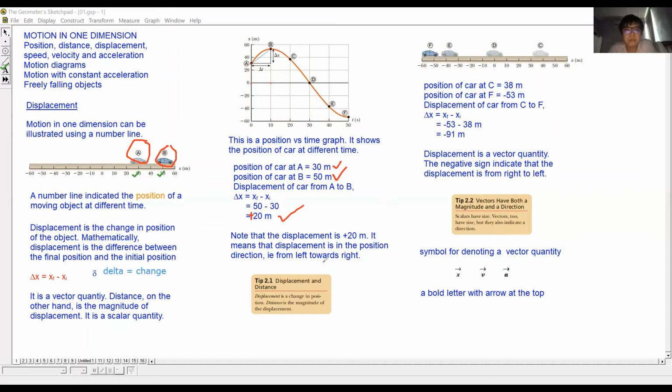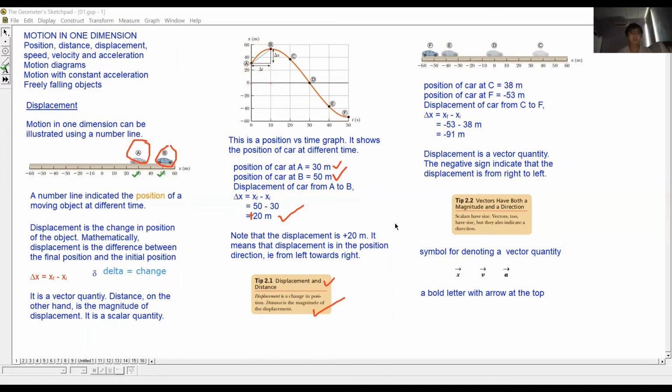So we look at this again. Displacement and distance. Displacement is the change in position. Distance is the magnitude of the displacement. So when we talk about the distance, we just ignore the sign. So how far is A from B? Or how far is B from A? It will be 20 meters. There is no such thing as positive 20 or negative 20. So the distance has no sign, but displacement, yes.